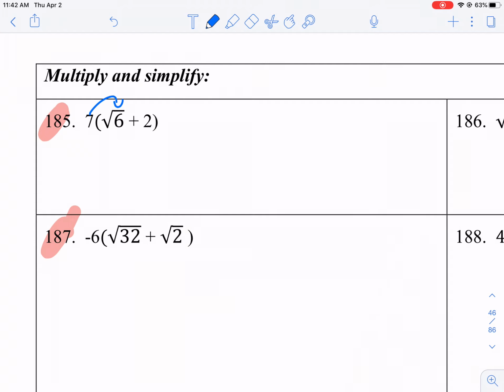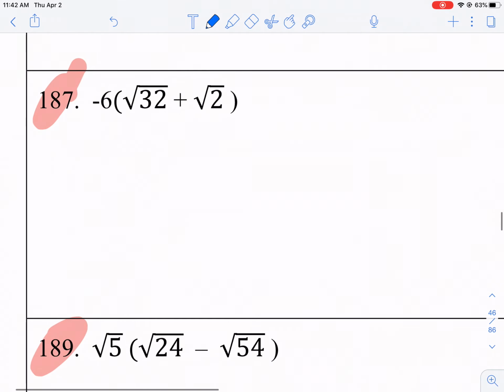Now, I cannot multiply the 7 and the 6 because the 7 is on the outside of the radical and the 6 is under the radical. So I cannot multiply them. So we get 7 root 6 plus, and now 7 times 2 is 14. That's actually all we can do on this one because we can't break 6 down at all. They're not like terms. You'll see what I mean here in 187 when I talk about breaking it down.